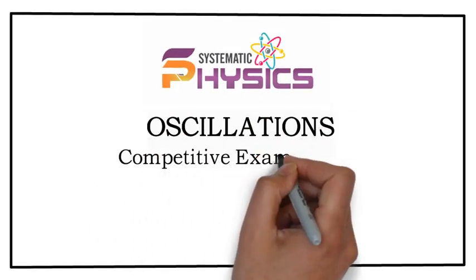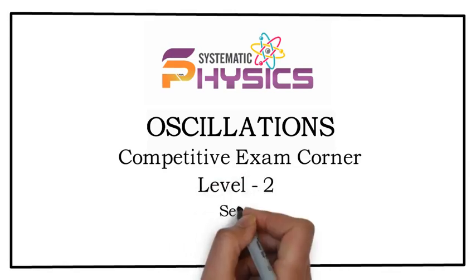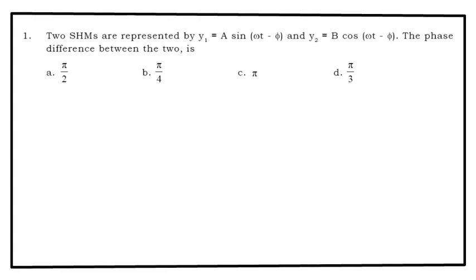Oscillations, competitive exam corner, level 2, set 1. Let's go. Problem number 1. Two SHMs are represented by y1 is equal to a sin(omega t minus phi) and y2 is equal to b cos(omega t minus phi). The phase difference between the two is, always keep in mind, if the phase omega t minus phi is constant in both the cases, one expressed in sine, other expressed in cos, the phase difference has to be pi by 2. I'll prove that right now.